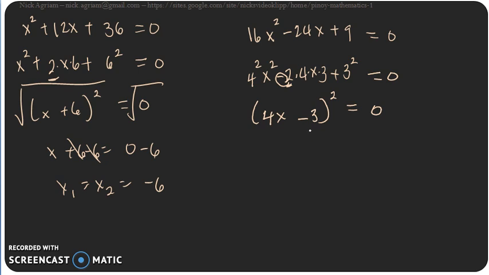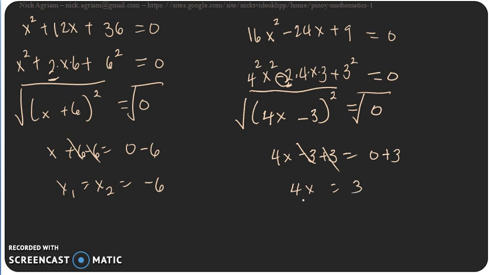Then we have extracting the square root of both sides. Then we have 4x minus 3 is equal to 0. Adding both sides by 3. This is 0. We have 4x is equal to 3, divided by 4, divided by 4. Then we have x sub 1 is equal to x sub 2 is equal to 3/4 or 0.75.